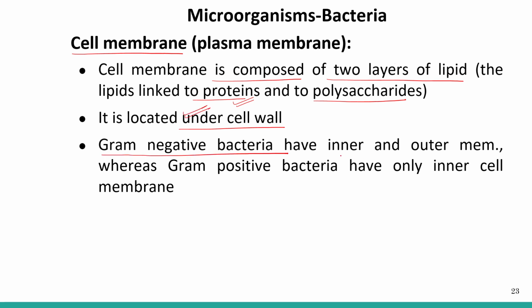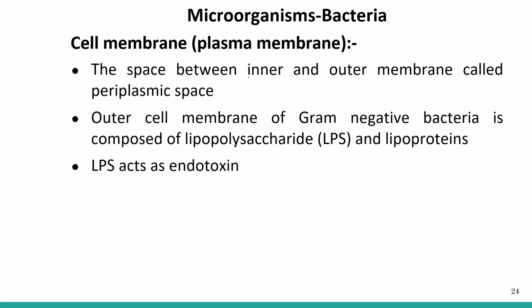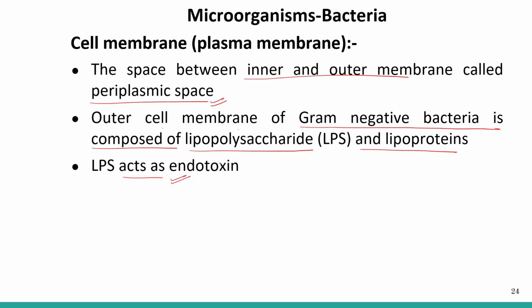Gram-negative bacteria have inner and outer membranes, whereas gram-positive bacteria have only an inner cell membrane. So this is the difference. The space between the inner and outer membrane is called the periplasmic space. The outer cell membrane of the gram-negative bacteria is composed of lipopolysaccharides and lipoproteins, and LPS acts as an endotoxin.